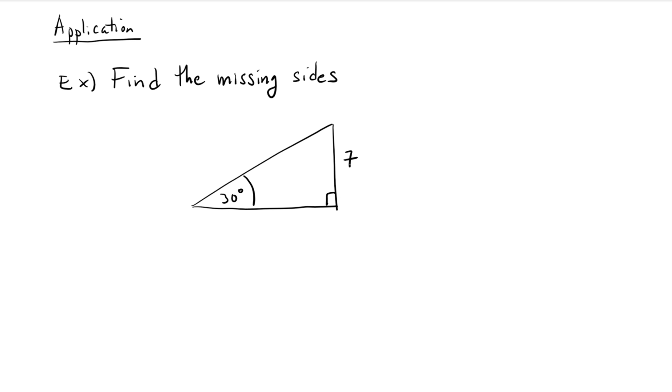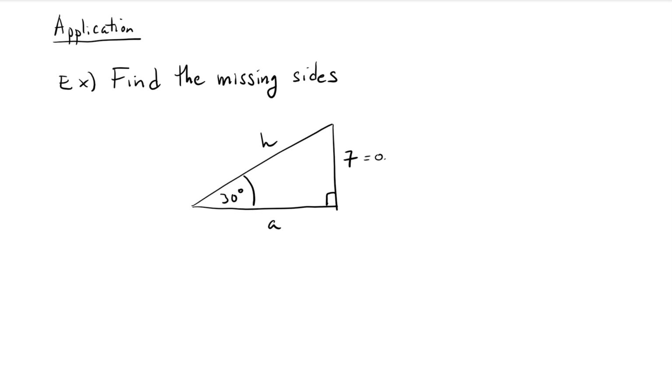We're told that this side is 7, and we want to find the other missing sides. Maybe we can label them as A and H. So first of all, if I want to find what H is, I know this opposite side is 7, but I don't know what H is.